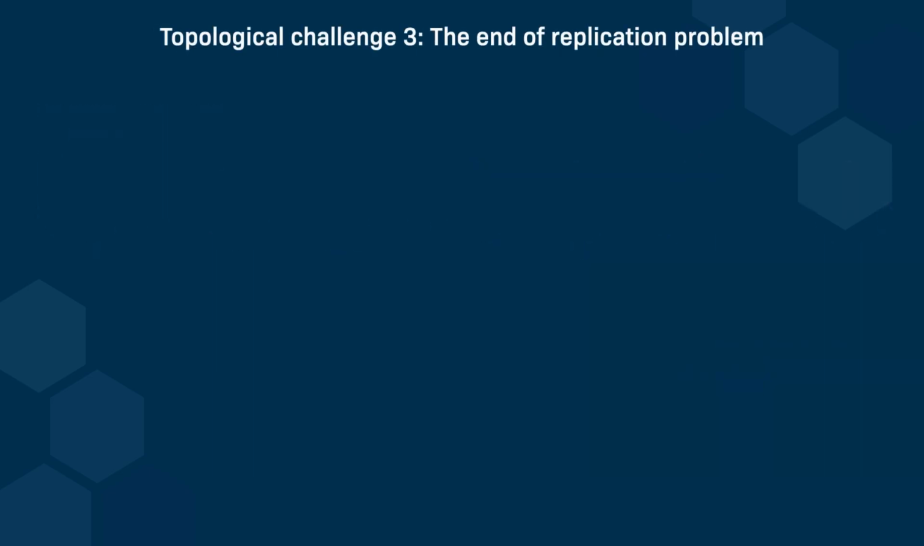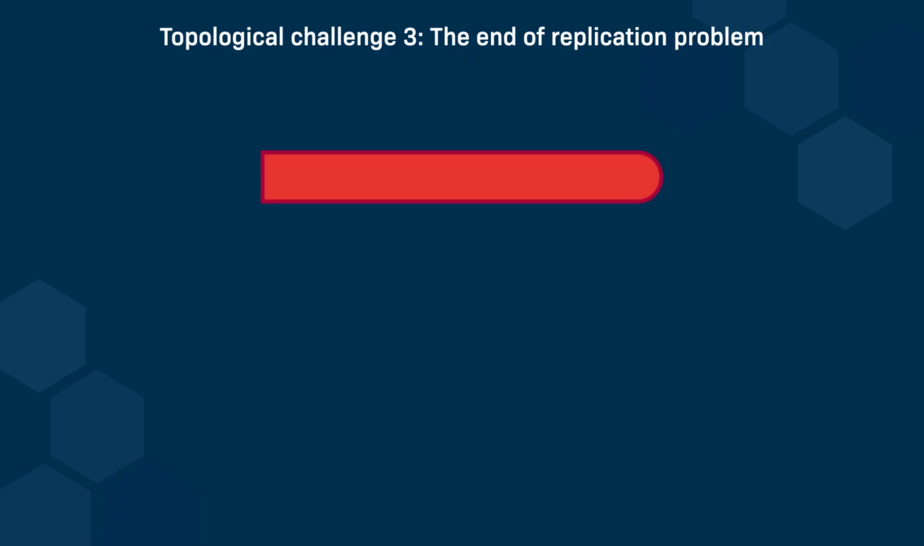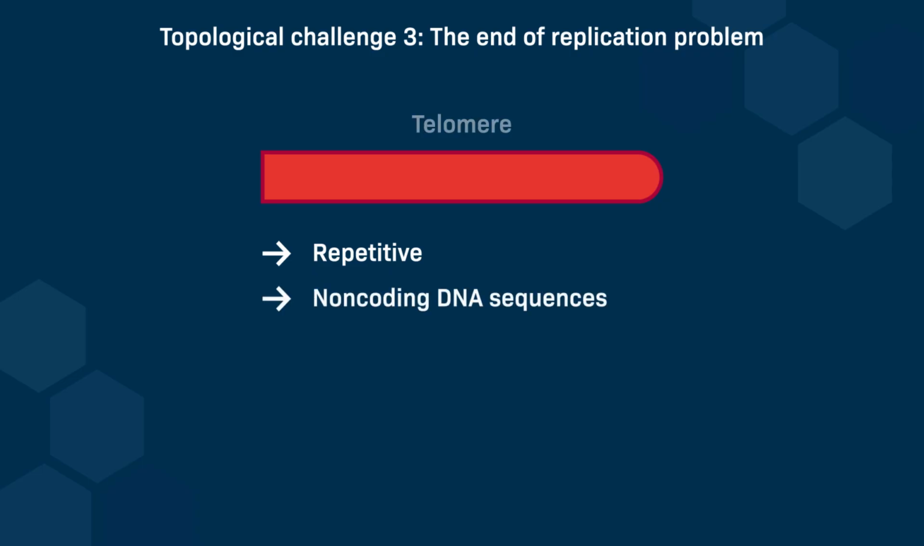The end of DNA replication in eukaryotic chromosomes represents a third topological challenge. The ends of eukaryotic chromosomes contain multiple repetitive, non-coding DNA sequences called telomeres. Telomeres are located at the ends of eukaryotic chromosomes. The enzyme telomerase plays a crucial role in replicating these regions.